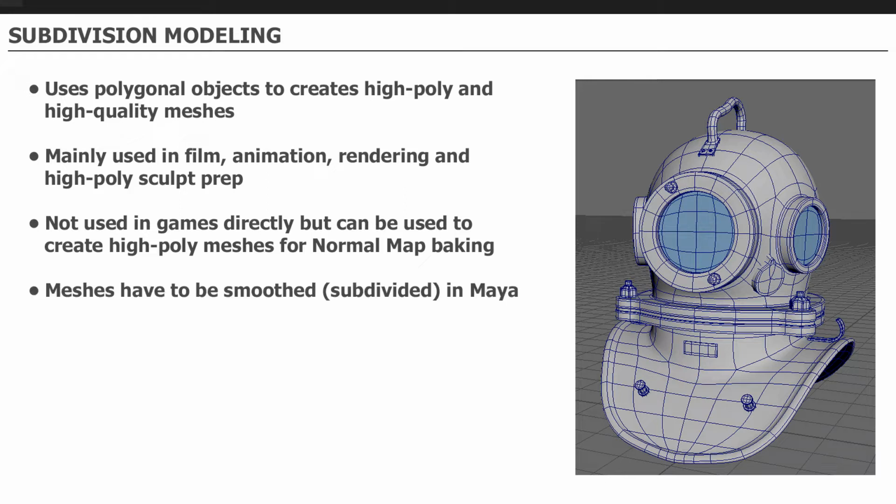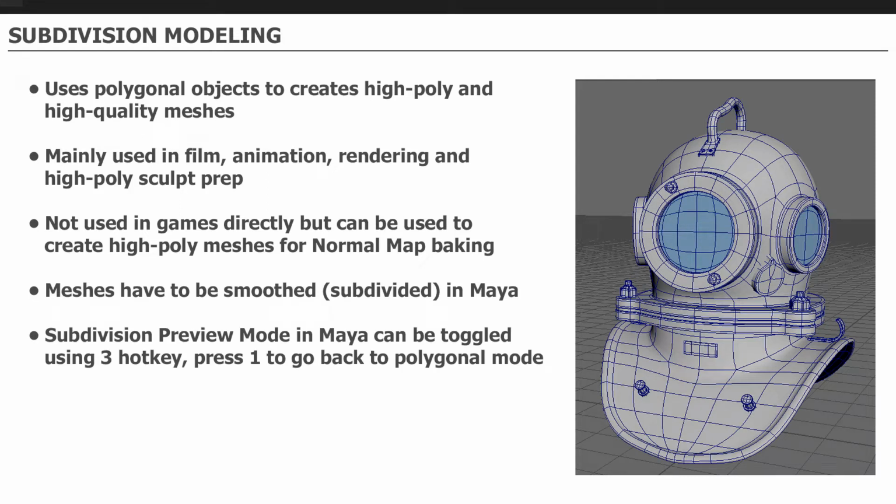When you use subdivision modeling, you have to smooth your meshes, and they are smoothed or subdivided in Maya. In fact, when you use subdivision modeling, there are 3 primary shortcut keys that you'll be using to switch to a smooth mesh preview, or subdivision preview, to see what your mesh would look like if you were to subdivide it or smooth it out. The subdivision preview mode is toggled by using the 3 hotkey. You press 1 to go back to your original polygonal mesh, and 3 to check out what the smooth, subdivided preview mode of your mesh would look like.